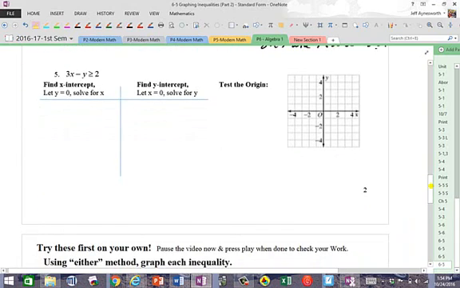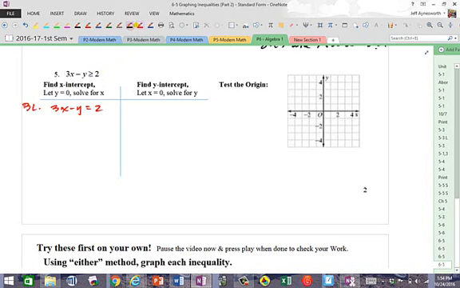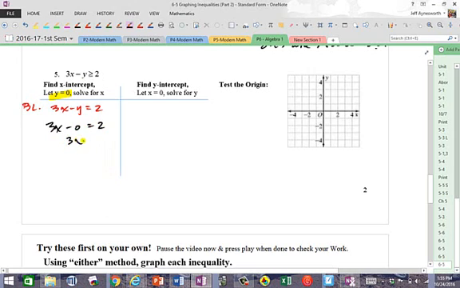Okay, you try this one. Pause the video and try it again. Okay, I'm going to assume you're done. So let's use the boundary line. Let's just write it down: 3x minus y equals 2. Just switch it to an equal sign. Easy. So let y equal 0, that's what you do first to solve for x. So 3x minus 0 equals 2. That gives you 3x equals 2. Divide by 3, and you get x equals 2/3.